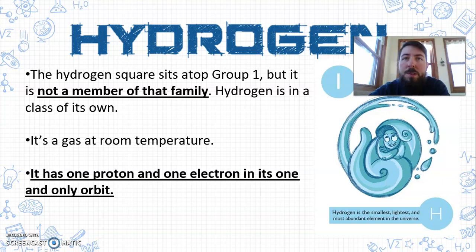But the reason they put it at the top left is that it has some similar characteristics to the other elements in the first group, which we're also going to look at in a moment. So it's important to know that it is in group 1, in that first column, but it's not actually a member of that family, and we're going to see why in a moment. Hydrogen is a gas, and it has 1 proton and 1 electron in its orbit. So it only has 1 orbit, and it only needs 1 extra electron to either gain or lose to be stable.